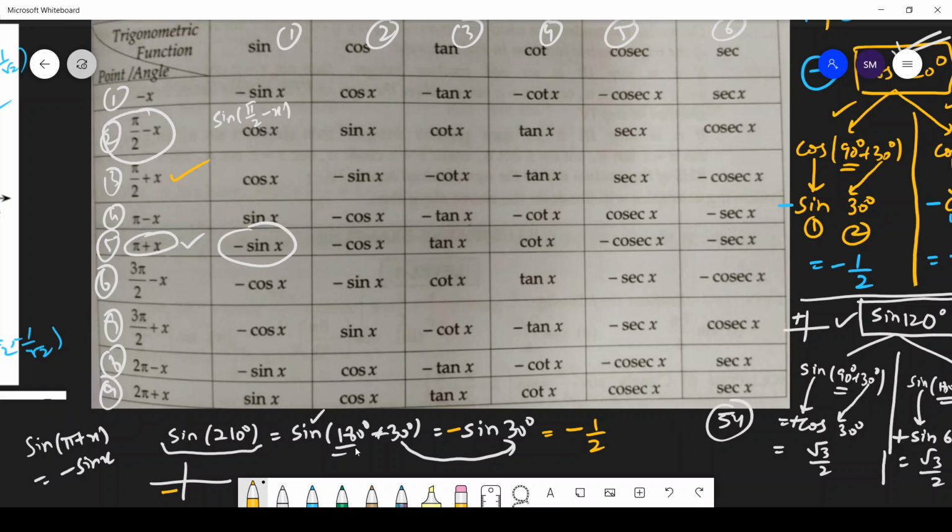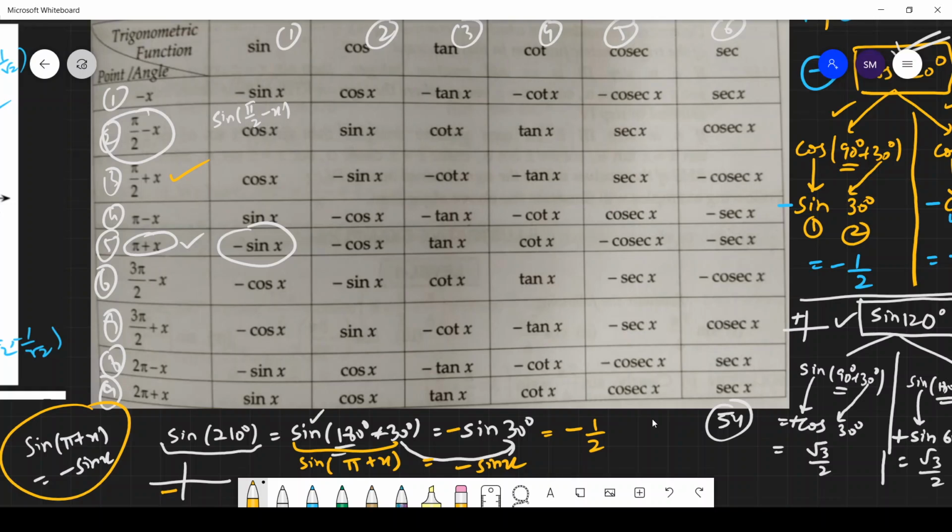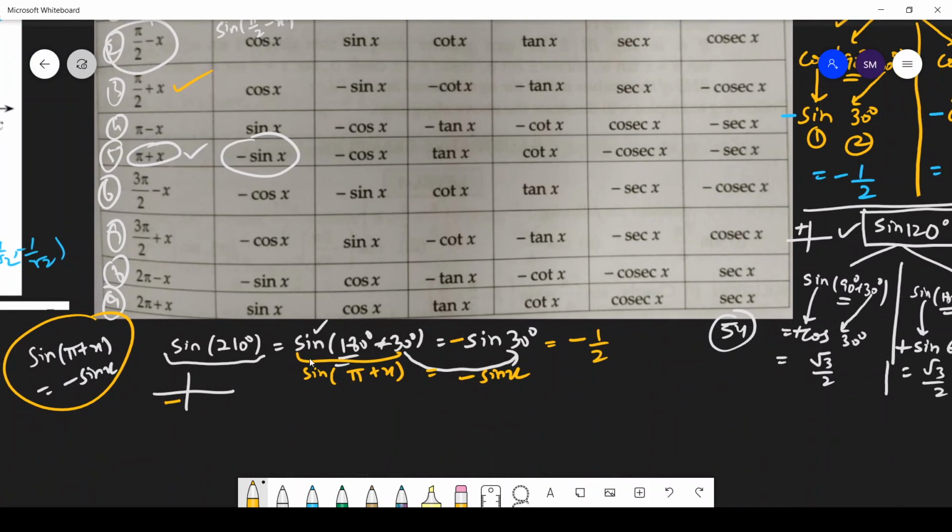So here you have used the formula sine pi plus x is equal to minus sine x. Excuse me, sir, we can also write sine 270 minus 60 degree, then cos 60 will come. Yes, that is also correct. So sine 270 degree minus 60 degree. Yes, very good.